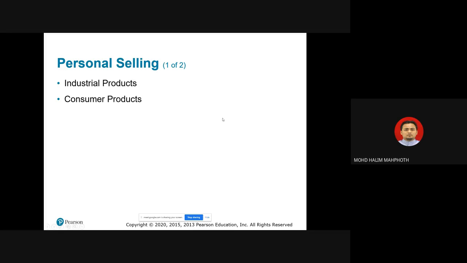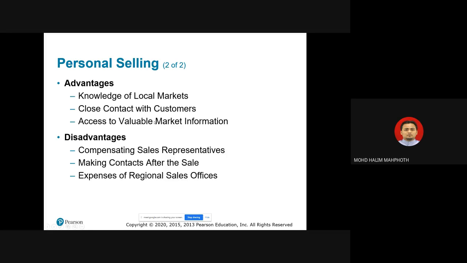Personal selling, I did mention. Industrial is face to face, more for technical products. Consumer products, like direct selling. I did mention Avon, Amway, Causeway. The advantage is knowledge of the local market. Right here under personal selling, you actually dedicate your sales or marketing strategies to certain people, that is what we call prospects, toward your business. So right here, you have knowledge of the local market and close contact with customers. People know.